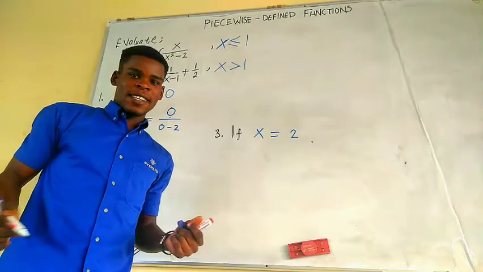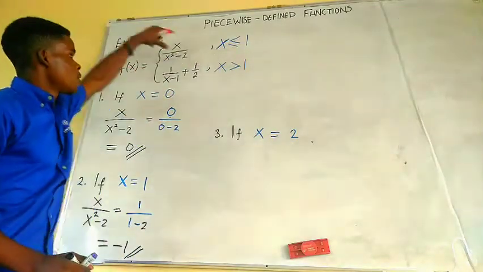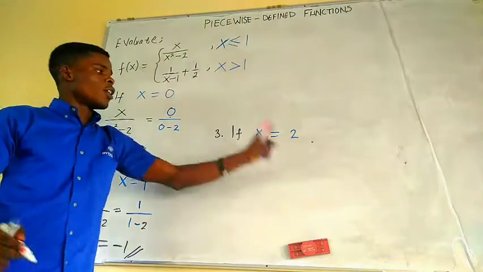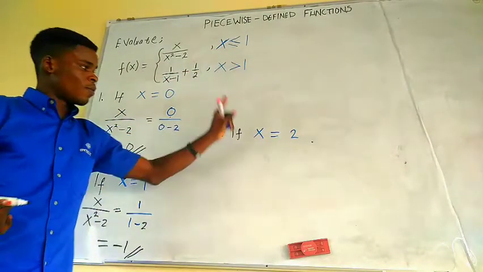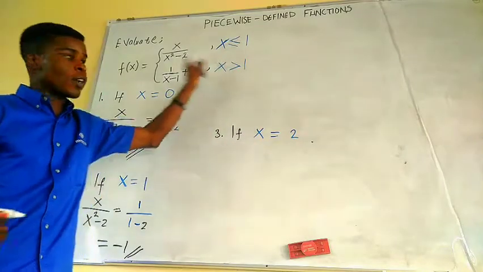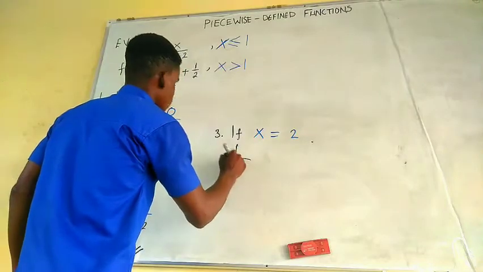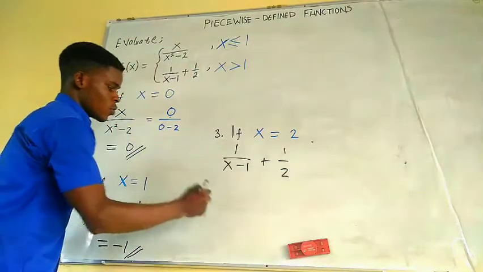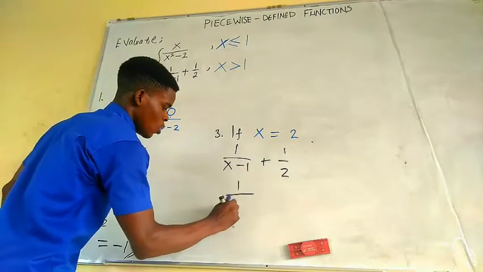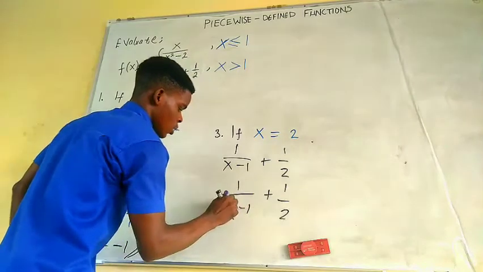It's pretty simple, right? We just check for 2. For the first expression, x should be less than or equal to 1, but 2 is greater than 1. When x is 2, 2 is greater than 1, so we make use of the second expression. Again, we just substitute. We have 1 over x minus 1 plus 1 over 2. So when x is equal to 2, we're going to have 1 divided by 2 minus 1 plus 1 over 2.